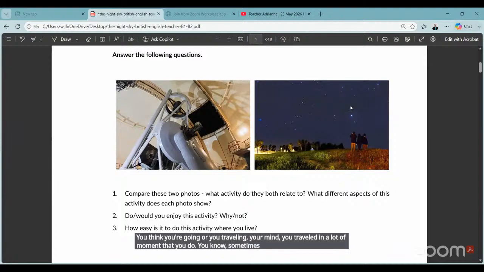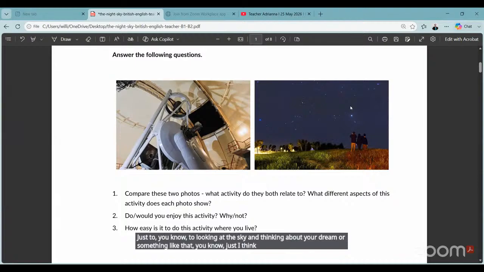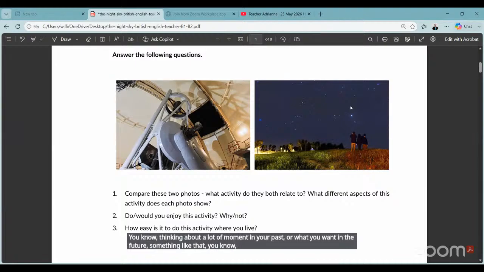Sometimes when I have a lot of work or something like that, I give myself 5 seconds or 5 minutes just to start looking at the sky and thinking about my dreams or something like that. You have that moment looking at the sky, your mind thinking about a lot of moments in your past or what you want in the future. You just talk with yourself, and at the same time you're looking at the sky.